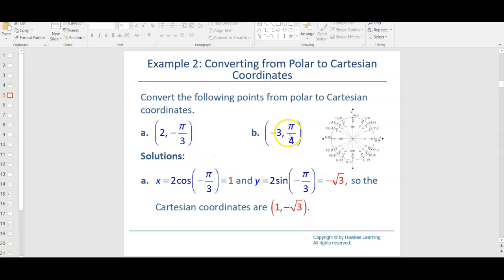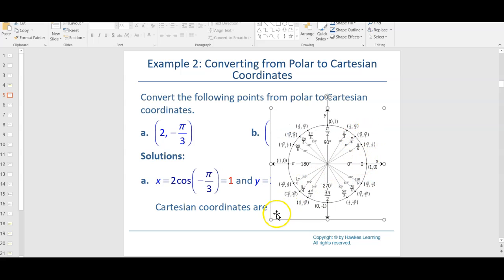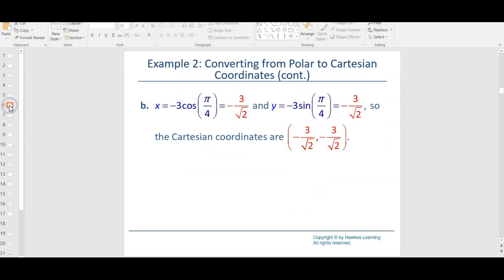All right, b is negative 3 pi over 4. So again, pi over 4, if you look, sine and cosine are both square root of 2 over 2. All right, so r cosine theta is going to be negative 3 times square root of 2 over 2, which would be negative 3 square root of 2 over 2. And then the y coordinate would be the same thing, because sine and cosine are equal at pi over 4. So we'd get negative 3 square root of 2 over 2, negative 3 square root of 2 over 2, which is the same thing as we said in class. Square root of 2 over 2 is the same thing as 1 over the square root of 2. So they have it written that way.